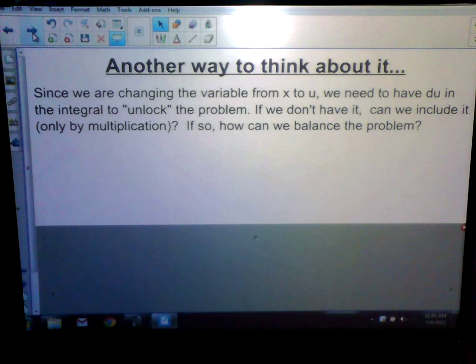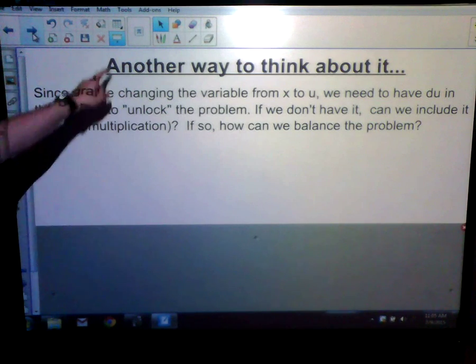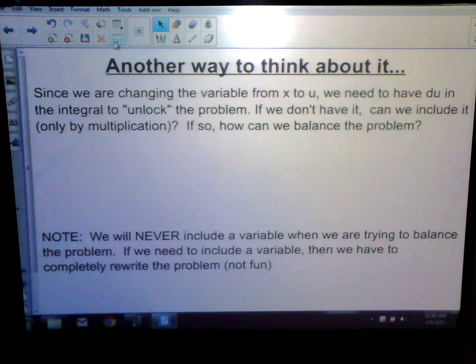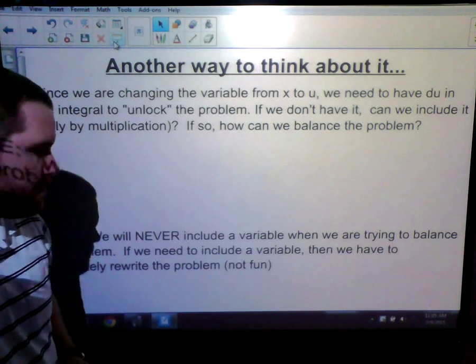A better way to think about it, since we're changing from x to u, we need to have a du in the problem to unlock the problem. Every integral we have has a dx, so now it needs a du. If we don't have it, can we include it by multiplying? If so, how can we balance the problem? Remember, we can never include a variable when we're trying to balance. If we include a variable, we have to completely rewrite the problem, which is not fun.